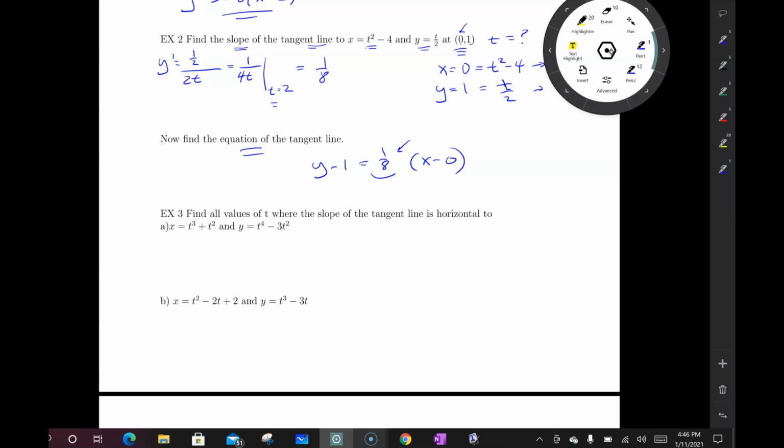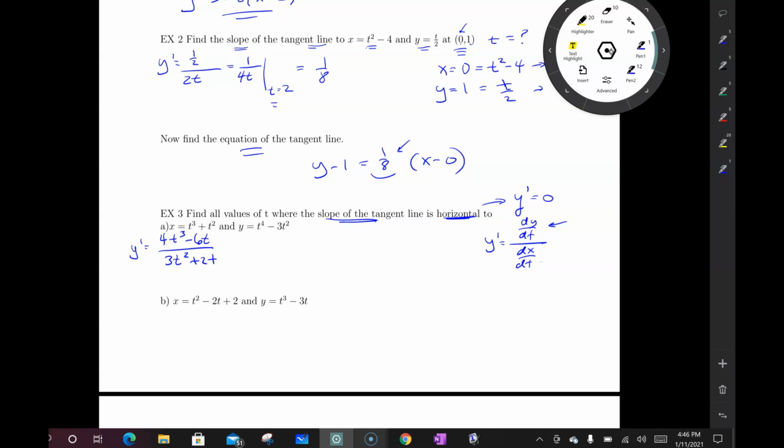All right, let's find where the slope of the tangent line is horizontal. So what does horizontal mean? Horizontal means slope is equal to 0. And so if I'm looking at dy over dt over dx over dt for y prime, I want the numerator equaling 0, and I have to make sure the denominator does not equal 0, correct? So I do need to find both parts. So let's go find y prime. So I have 4t cubed minus 6t over 3t squared plus 2t.